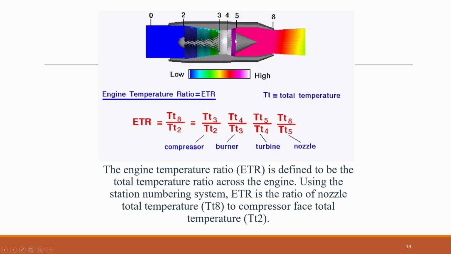TT8 divided by TT5 is the nozzle temperature ratio, representing any additional temperature changes as the exhaust gases accelerate to produce thrust. By breaking ETR down into these component ratios, engineers can analyze how each part of the engine contributes to the overall energy transformation, and pilots can monitor engine health and efficiency during operation.